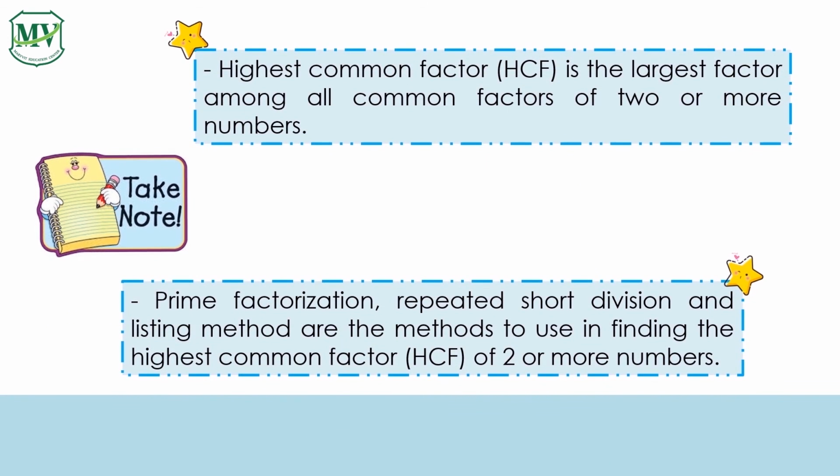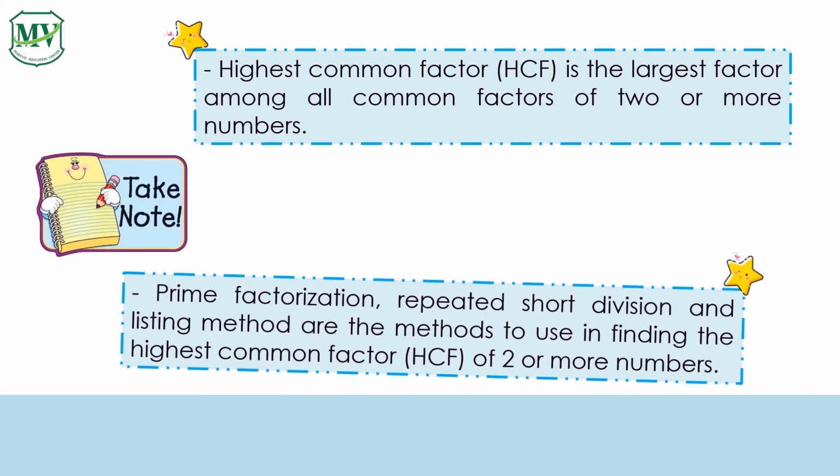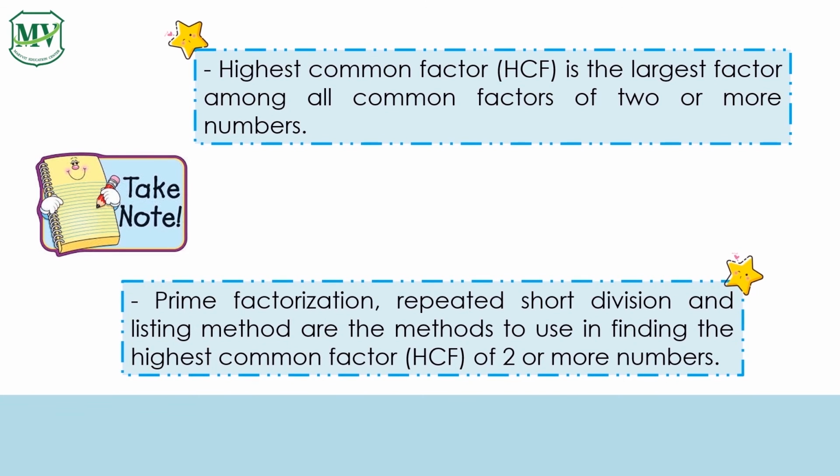Please take note that the highest common factor, HCF, is the largest factor among all common factors of 2 or more numbers. Prime factorization, repeated short division, and listing method are the methods to use in finding the highest common factor, HCF, of 2 or more numbers.